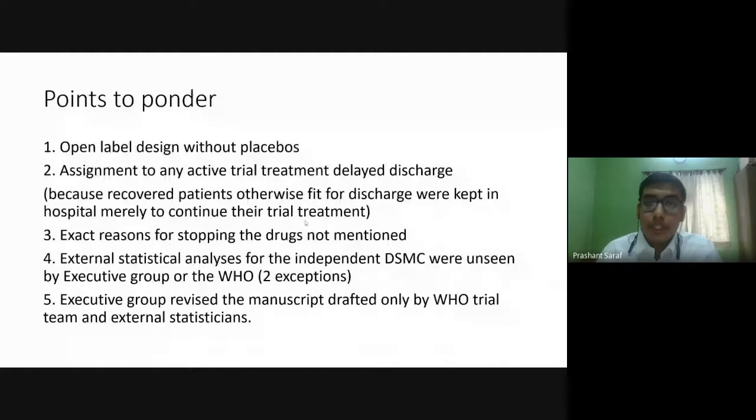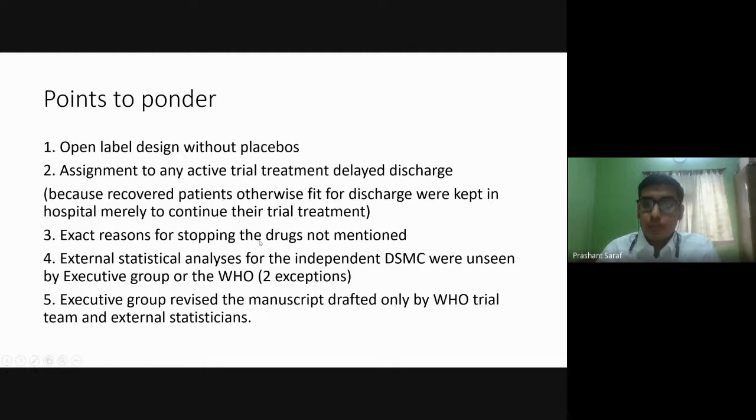So even if the patient is fit for discharge, he was kept in the hospital just to continue the trial treatment. So this is ethically questionable because it takes a toll on both the economic as well as the psychological aspects of the patients. And the study does not mention any remuneration or funding to be given to the patients for their extra stay or even for participating in the study. They only mentioned that in case of any life-threatening adverse reaction, they will be given compensation.